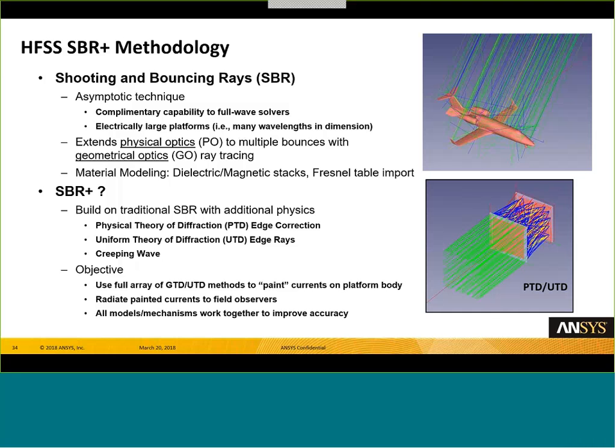And the objective of all this is to use the full array of GTD and UTD methods to paint currents on the scattering geometry body and then radiate those currents to field observation points. And all of these mechanisms work together to improve the accuracy. So the name of the game is to really paint as many currents as possible that are handled responsibly, and the accuracy of that solution improves significantly.